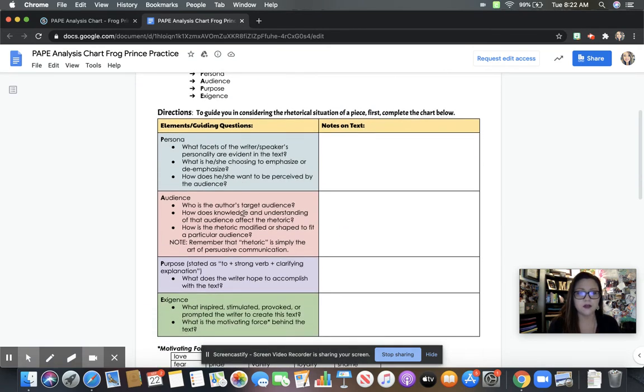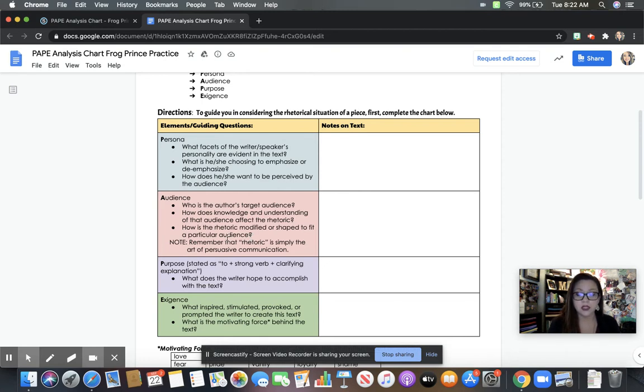And then the same thing for audience, okay? Who is the author's targeted audience? You could tell by the rhetorical choices in the phrasing and the relationship between the prince and the princess. How does knowledge and understanding of that audience affect how they speak? So if it was a different targeted audience, how might the relationship between the frog and the prince and the princess be depicted? And then how is the rhetoric modified or shaped to fit a particular audience?